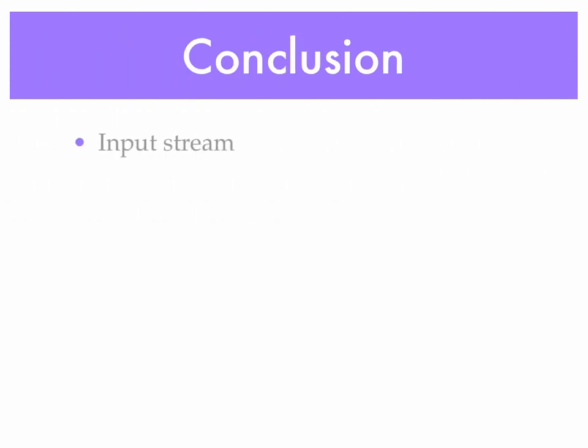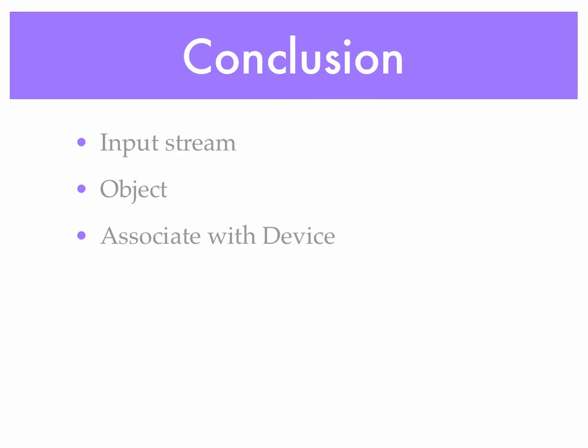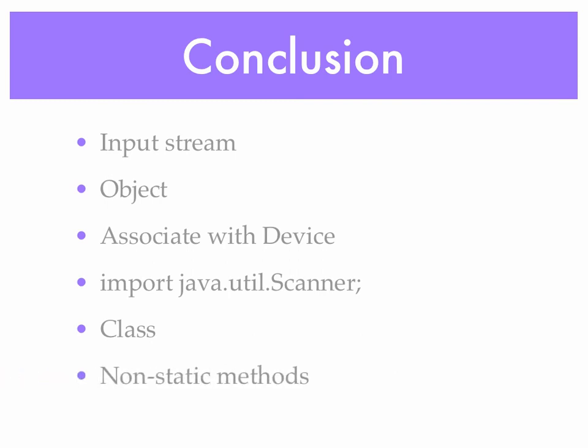So what have we seen in this lecture? We've talked about input streams, how we create an instance of the class Scanner. It's an object, and we can therefore use the methods of the class Scanner. We've associated that instance with a physical device, in our example here, a keyboard. We've used the line import java.util.Scanner. That's a class of non-static methods. And we've used those non-static methods to gather information from the user through the keyboard.